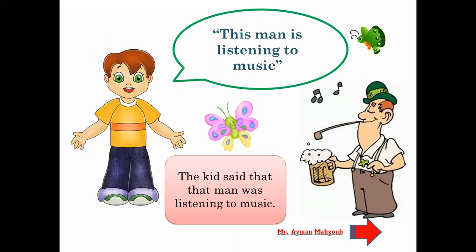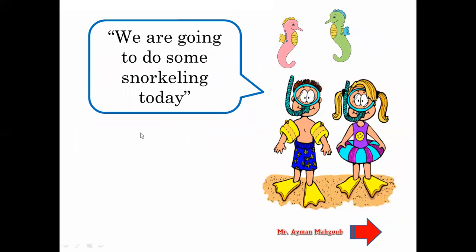"This man is listening to music." The kid said that man was listening to music. Now we have two that's in the sentence. The first that is instead of the quotation marks. The second that is instead of this, as we said.